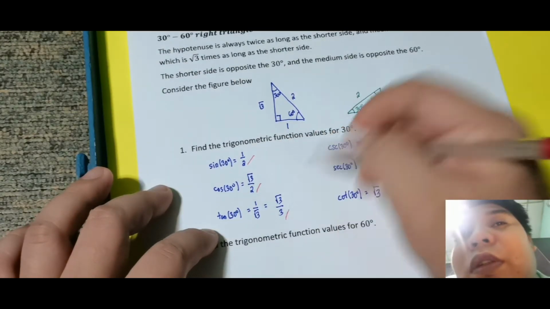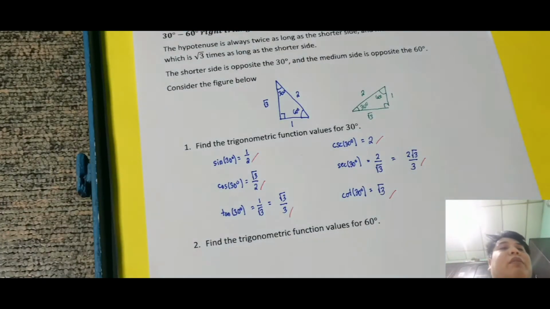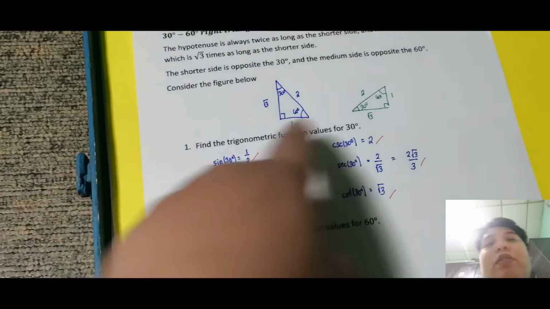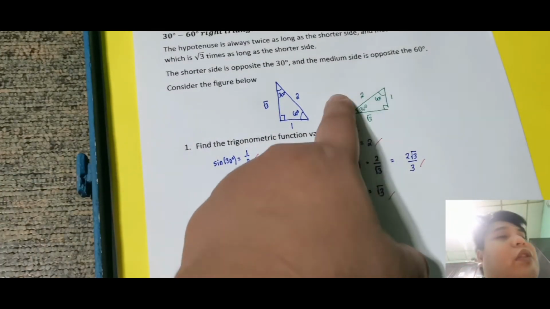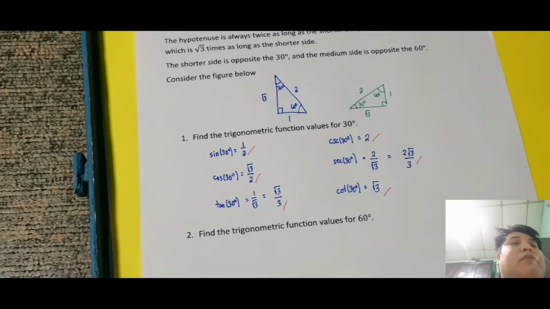Ito, and ito. Ayun yung trigonometric function values for 30 degrees. So, assuming 1 unit yung shorter side, square root of 3 unit to, tas 2 units yung hypotenuse natin. Okay, yan naman talaga yung usual base natin.